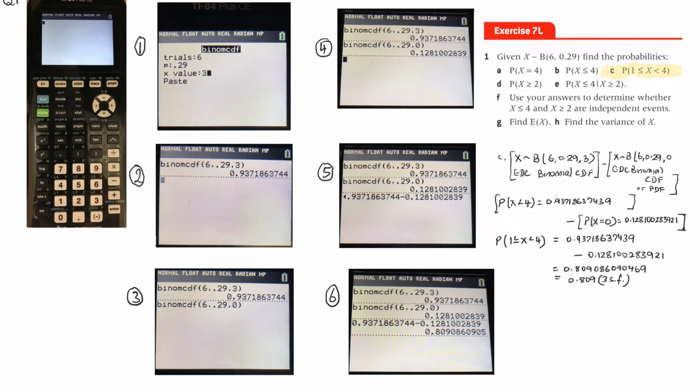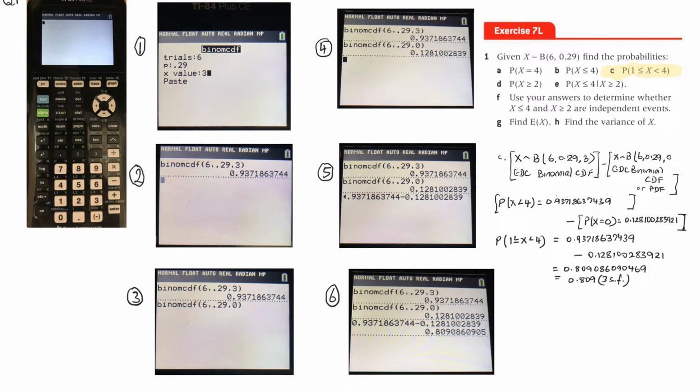And that's how you get to the answer of 0.809. On the calculator, you choose binomial CDF, and you put in a 3. You put in the X value of 3, as we've done here, and then you get the result of 0.937, which we have here. And that 3 would mean that would include 0. So we have to exclude 0 because the range is from 1 to 3. So to do that, we put in a 0.